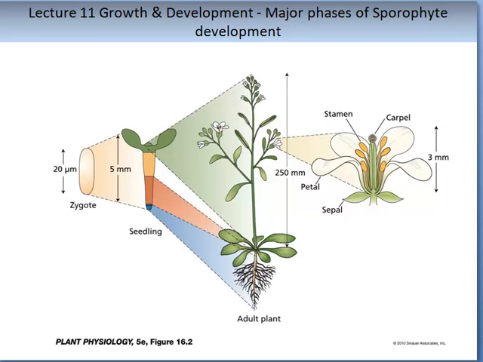This slide draws to your attention the various scales. For example, the whole plant height is 250 millimeters, while the flower height is 3 millimeters. This gives you some concept of scaling and the role that scaling has in plant growth phases.